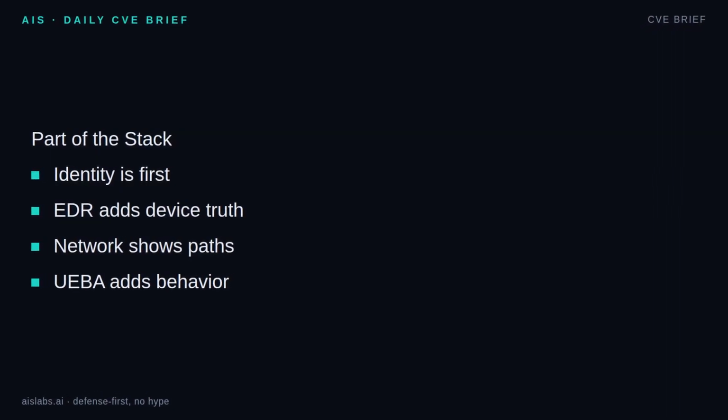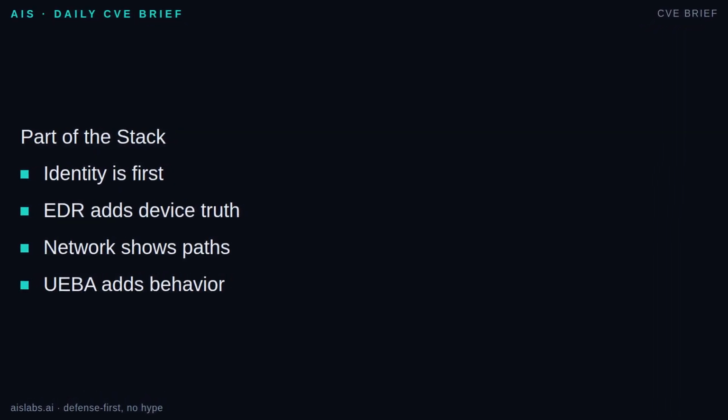Think of the SIEM as the central evidence layer in the defensive stack. Identity and authentication logs come first, because modern investigations usually start with who signed in, from where, and with what result. Endpoint and EDR telemetry adds device truth, processes, detections, files, and host activity. Firewalls, network sensors, and DNS show traffic paths and name lookups. Cloud control plane logs show administrative actions in cloud services. Email logs explain message delivery, clicks, mailbox rules, and user actions. UEBA can sit on top of SIEM data to model behavior and flag unusual patterns. But UEBA is only as good as the data underneath it.